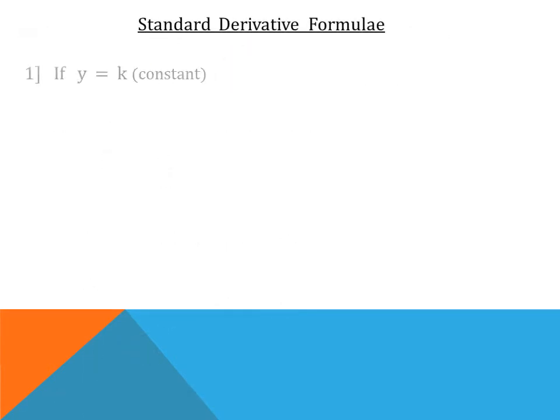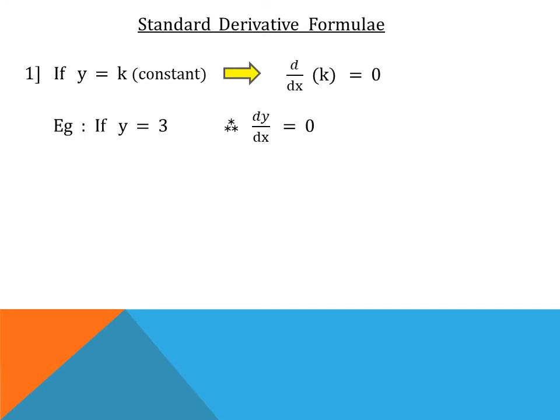So our first formula is if y is equal to k, now k here can be any constant, so the derivative will be 0. So for example if we have y is equal to 3 then the answer will be 0. Next if y is equal to x raised to n, again n can take up any value that is 3, 2, minus 1 or even a fraction like 3 upon 2. So this derivative will be n into x raised to n minus 1.